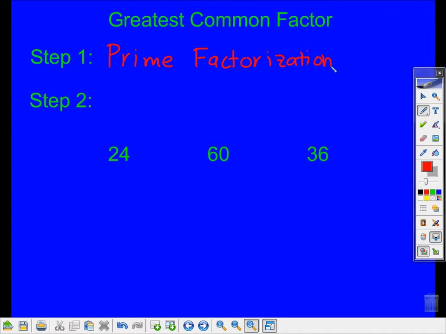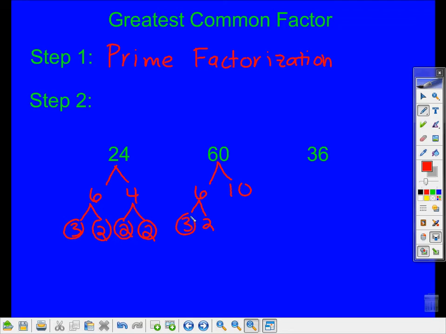So I'm going to come down to 24 and break that up into 6 and 4, and 3 and 2. Then 4 can break down into 2 and 2, and all of those are prime. 60, I'm going to break down to 6 and 10. 6 I can break down to 3 and 2, and those are prime. 10 I can break down into 5 and 2, and those are prime. And then 36, I'm going to break down into 6 and 6. Oh, that's not prime, my bad. Then break that down into 3 and 2, and both of those are prime. 6 down into 3 and 2, both of those are prime.